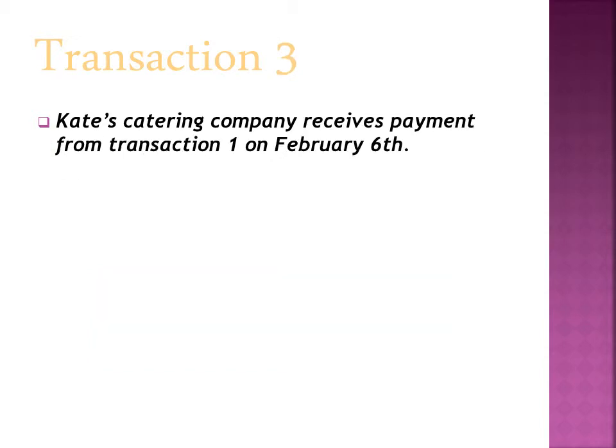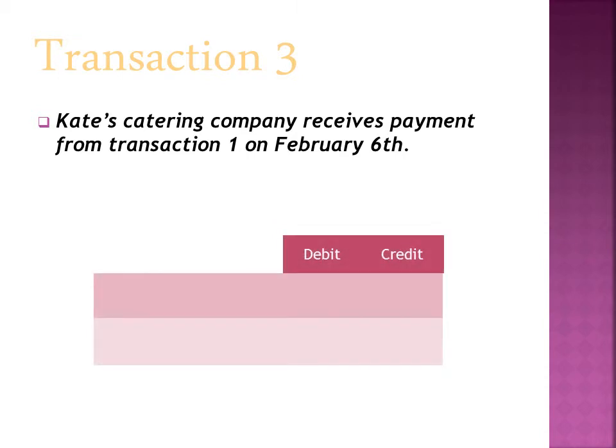On to transaction 3. Kate's Catering Company receives payment from transaction 1 on February 6th. Again, we start off with the date and identify what account has been affected. This is cash. Obviously, cash is an asset, so we debit it $5,000. The next account is still unearned revenue, because it's February 6th and she still hasn't done the services rendered. So we credit it $5,000.